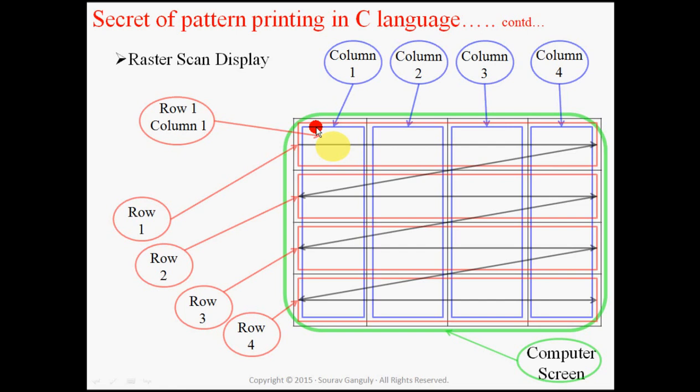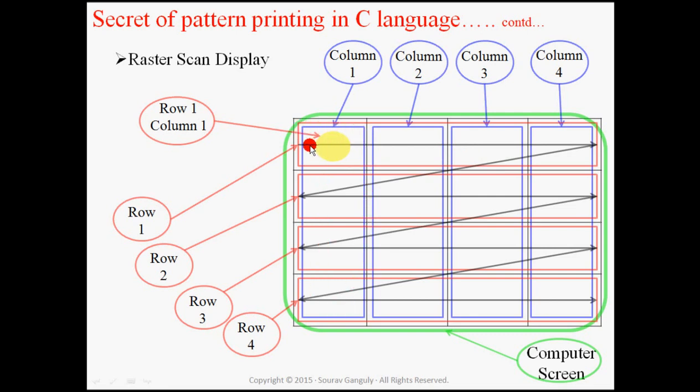The computer always follows the raster scan system to print a pattern. This is the starting point, that is row 1 and column 1. So when we want to write something here, we always follow the row number and column number. After that, the cursor comes here and prints another thing. Then the cursor will come here and print another thing.